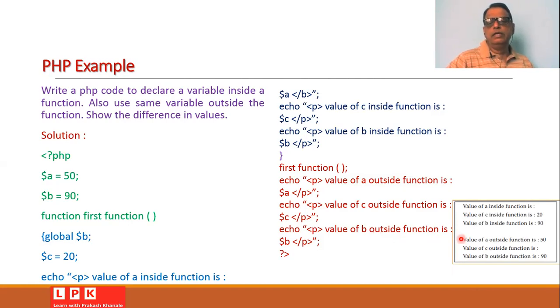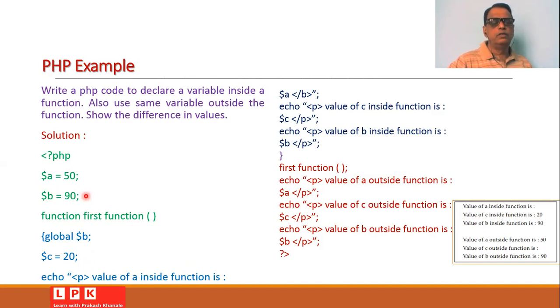Value of a inside the function is nothing, isn't it? Because inside the function we have not made use of the variable a. Value of c inside the function is 20 because inside the function, c is being assigned the value 20. The value of b inside the function is 90. So here you will find that since this b is being declared as a global variable, the value of b is assigned, which is being declared outside the function.